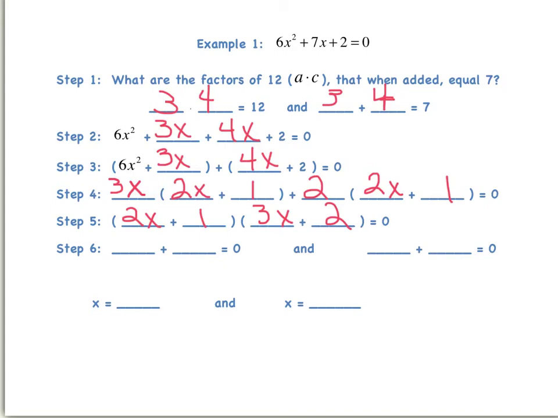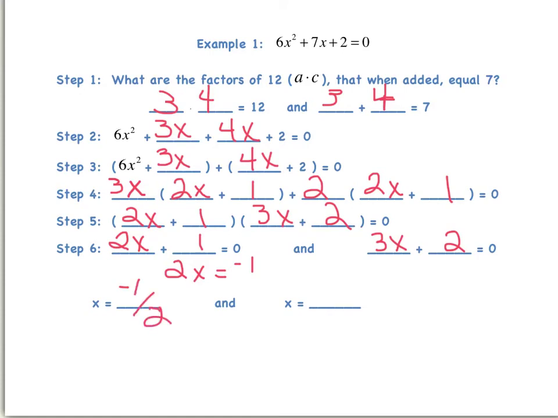I'm going to take each binomial and set it equal to 0. So over here we're going to have 3x plus 2 equals 0. So let's work with the first binomial. I'm going to subtract 1 from both sides, and that means I will have 2x equals negative 1. And then I will divide both sides by 2 so that x equals negative 1/2.